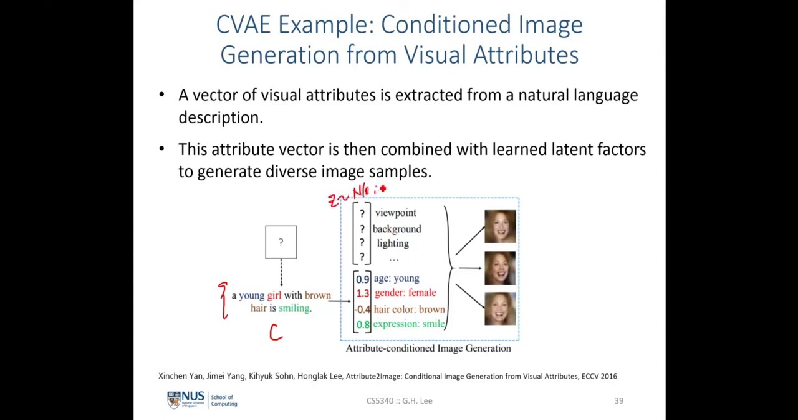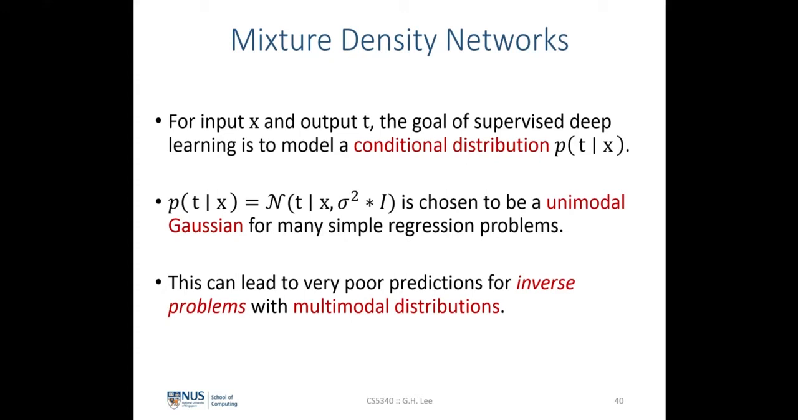Now let's move on to look at another form of network, which is called the mixture density network, and this mixture density network is highly related to the concepts of mixture model that we have learned in the previous lecture, in lecture 7. So here's the problem setting for this mixture density network. For an input x and an output t, the goal of supervised learning is to learn a model conditional distribution of t conditioned upon x.